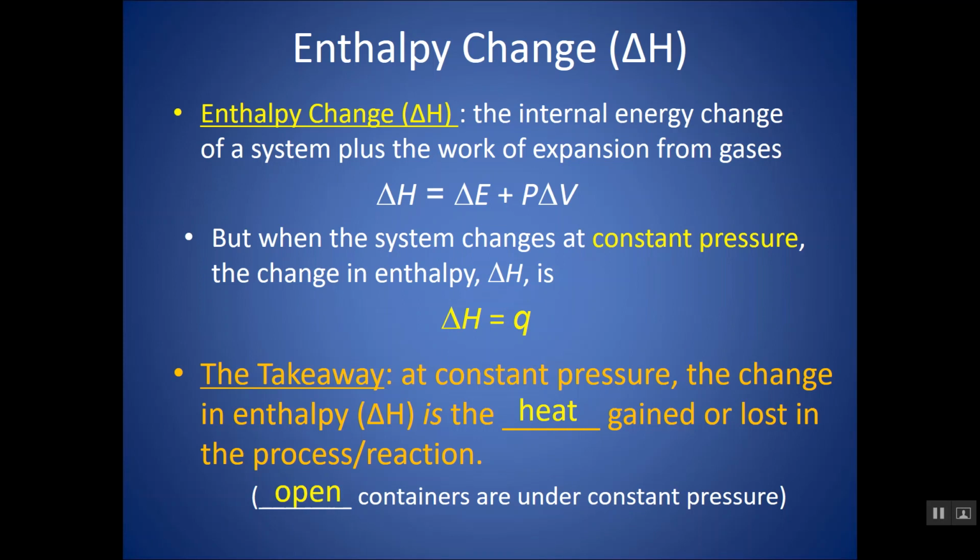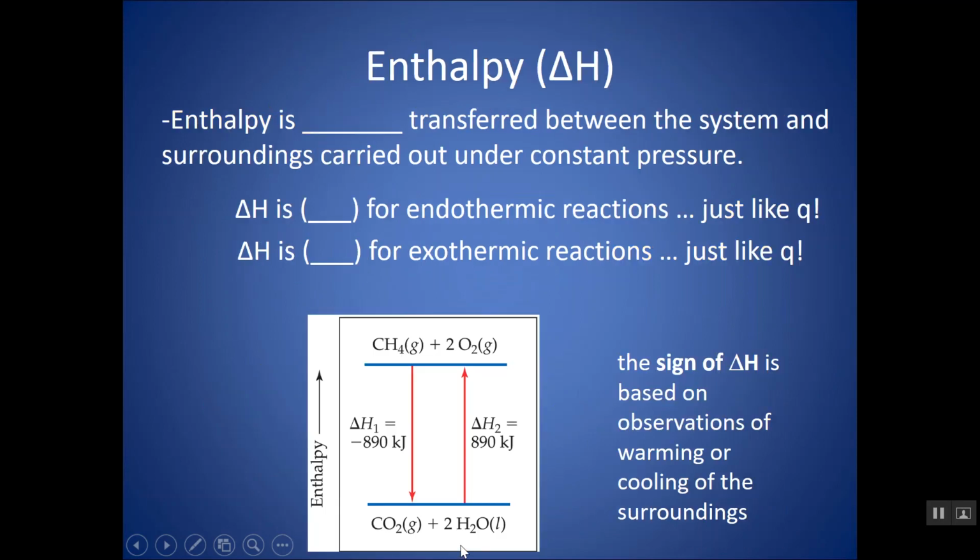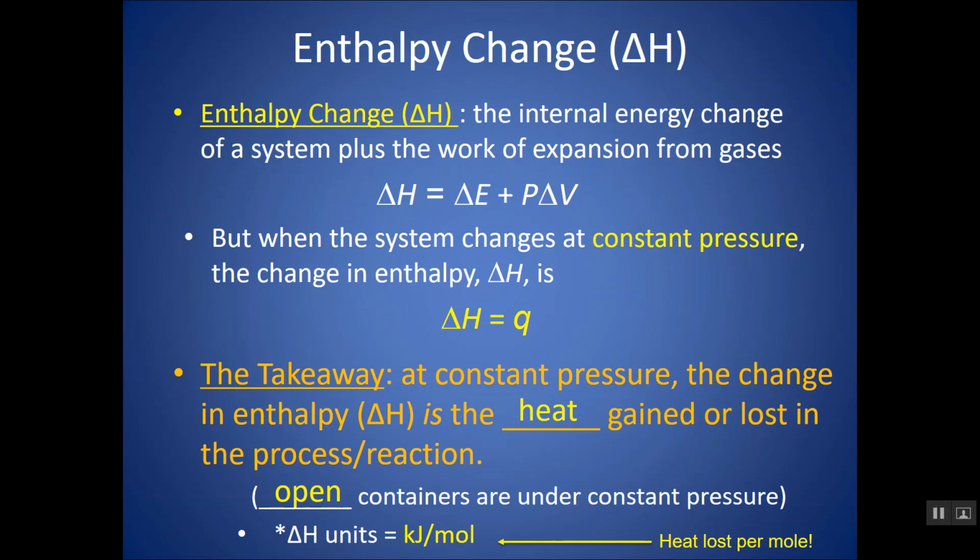Open containers are always under constant pressure, so if we're carrying something out in an open container, you know that your delta H is just going to be the heat lost or gained in the reaction. This is going to be an important takeaway when we're doing a lab calorimetry experiment, which we will do in this chapter. So if you see delta H, that's really just going to be your heat lost or gained for that reaction. Your delta H is going to have units of kilojoules per mole. So it's the heat lost per mole.